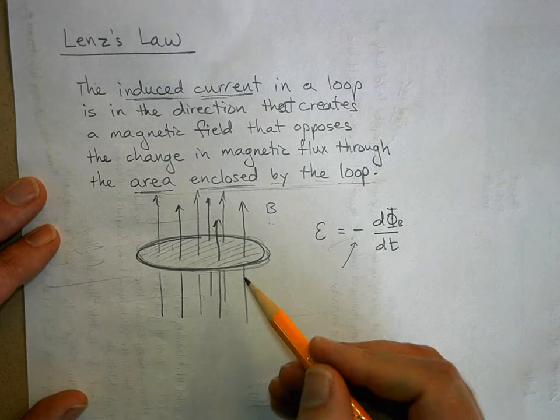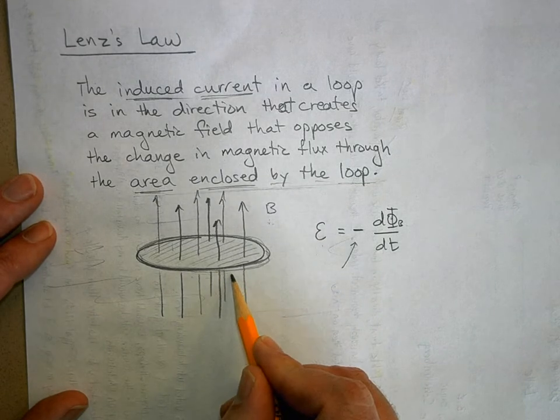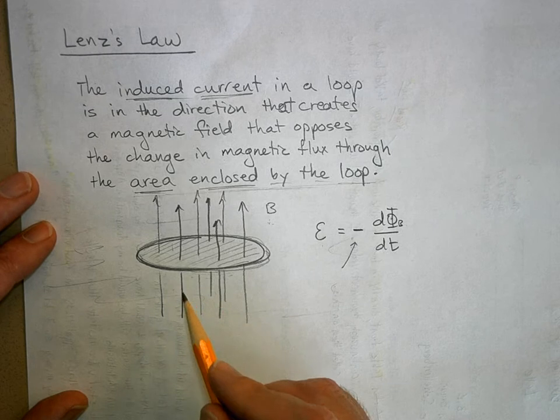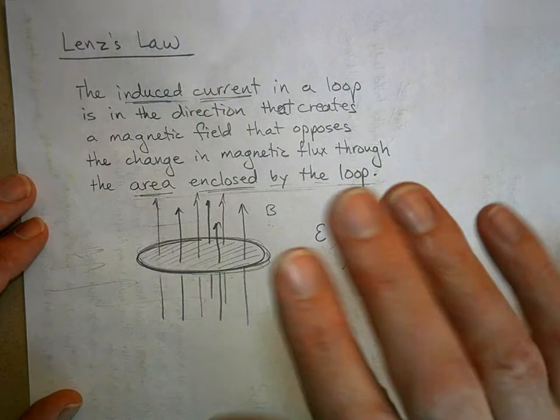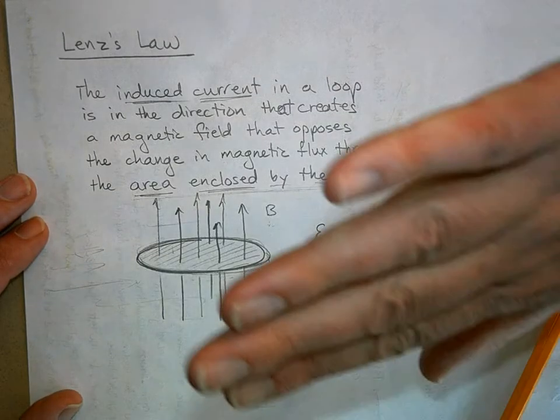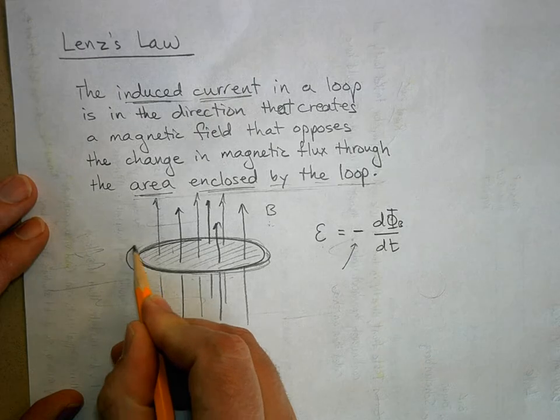Now, what direction will that current be? Will it be this way, or will it be this way? Well, use the loop rule, grab it. You want it to go down, right? I want my thumb to point down. So the induced current will be circulating this way.